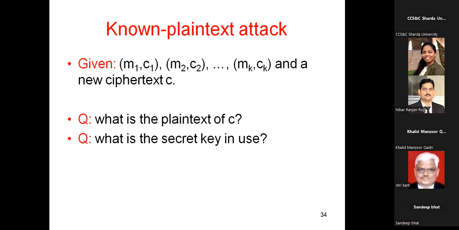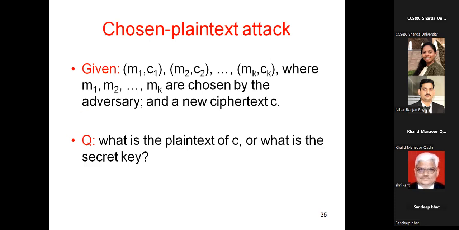Known plain text attack. Here, some plain text and ciphertext pairs are known, and a new ciphertext is given to you. Apart from that, can you find out the plain text of the ciphertext? Or can you find out the secret key in use? If so, good. If not, it means the system is quite strong. You are not able to get anything.